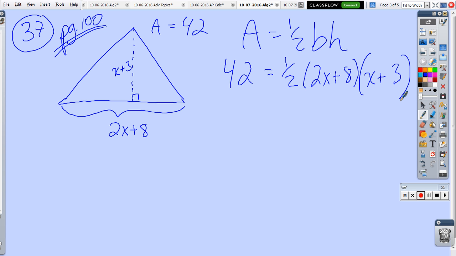But there's more than one way to solve this. I mean, you could multiply both sides by 2 if you want to get rid of the 1/2. You could do that. You could distribute the 1/2 to either this one or this one, but not both. Don't double multiply.